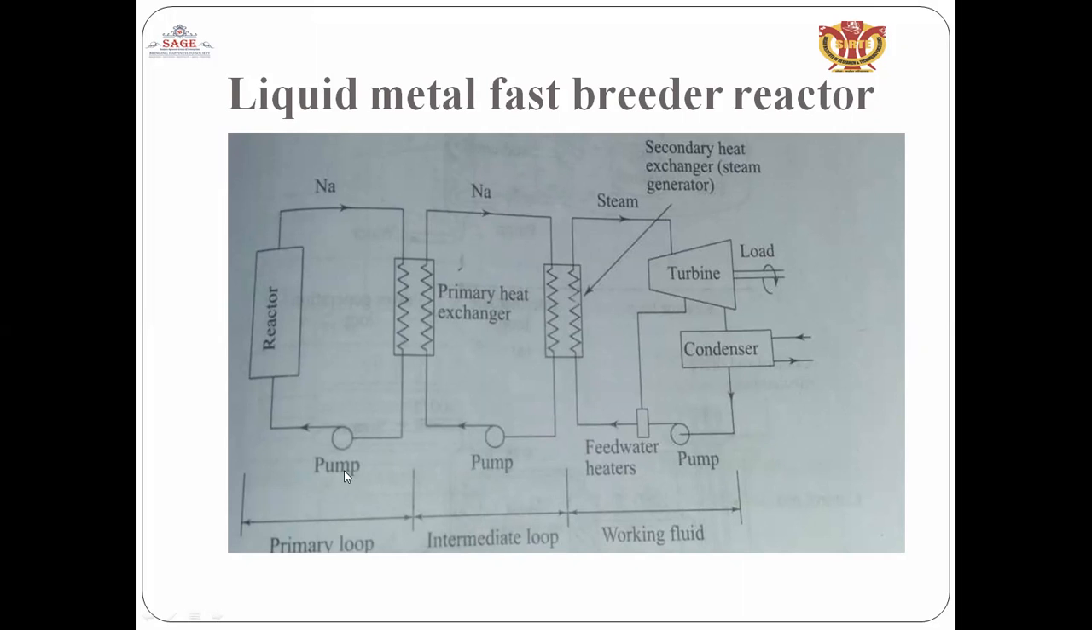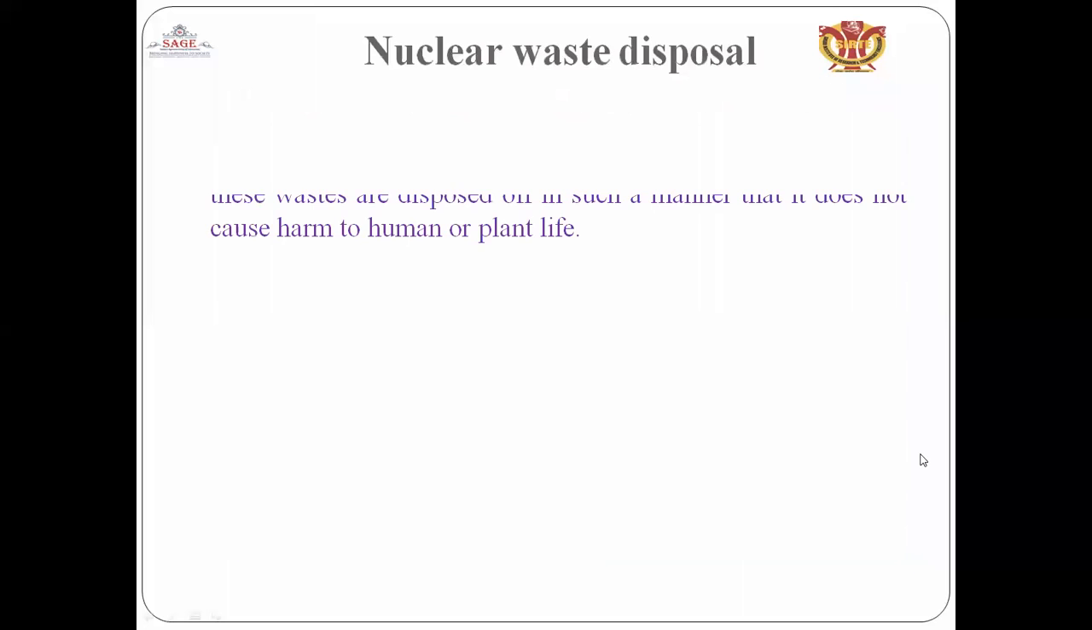The pumps: there are two types of pump installed, one before the meeting in the reactor point, and one before the meeting of the primary heat exchanger point. So this is the primary loop where pump 1 is working. This is called the primary loop. Then the intermediate loop, where the first heat exchanger is working, and the last loop, that is the secondary heat exchanger, where it is working.